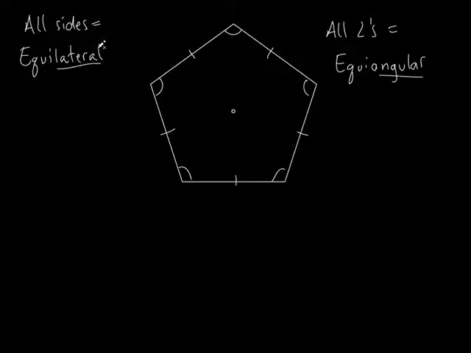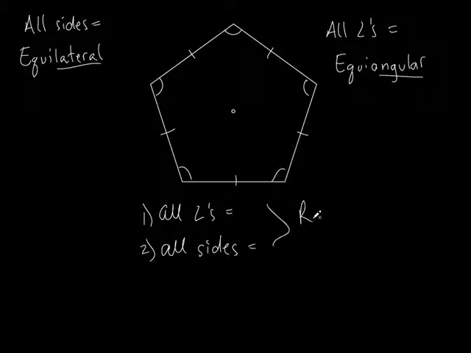But what happens if both of those things are true, like this thing right here? So if both things are true, if all the angles are equal, and if all the sides are equal, if both of these things are true, now you'd think you'd get a better word than this, but we call it a regular polygon.